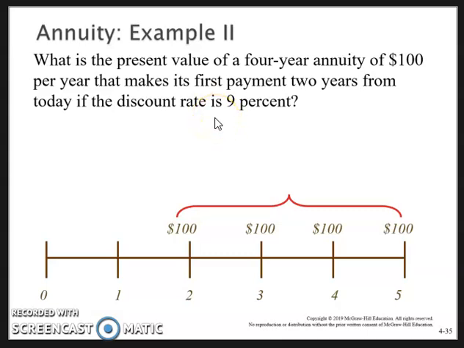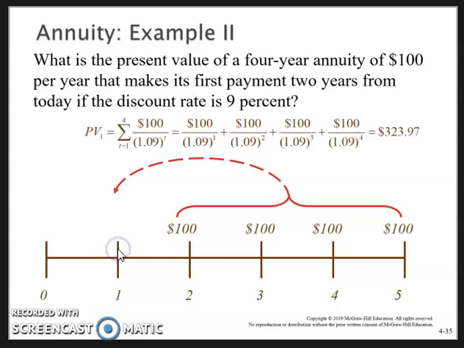Our formula and our calculator are only going to give us the result for this period, the present value of those cash flows. So we have 4 payments of $100 beginning in year 2. So that is $323.97.